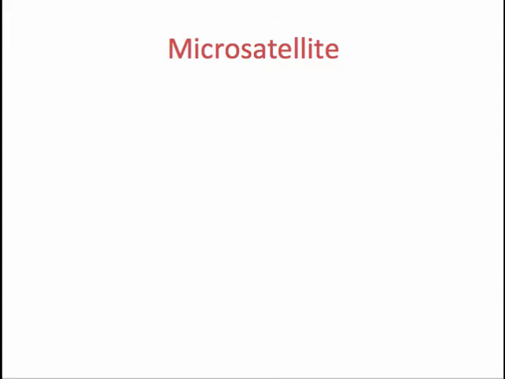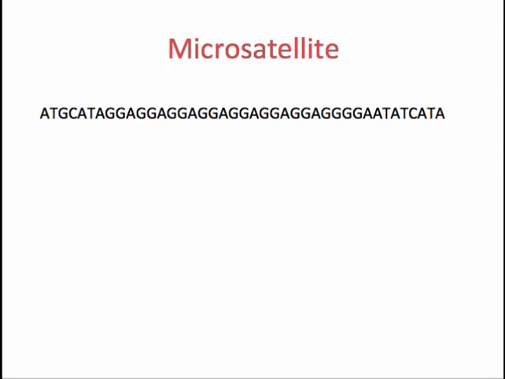This is known as a simple sequence repeat. It's usually 2 to 5 base pairs long. So for example, here's our DNA code, and you can see highlighted is this repeat that goes AGG, AGG, AGG. This is a microsatellite. Microsatellites are usually found in non-coding regions or introns.